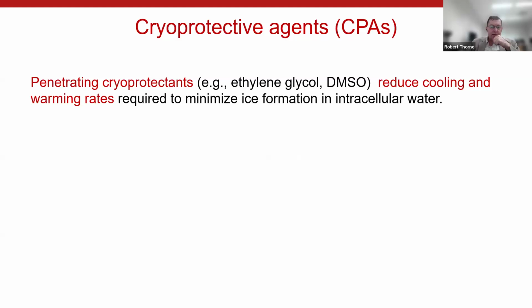So we can do something about these enormous cooling and warming rates that we need for pure water by adding cryoprotectants to our samples. If you use penetrating cryoprotectants like ethylene glycol or DMSO, they go inside the cell and interact with water inside and do so in a way that reduces the cooling and warming rates required to get no ice.